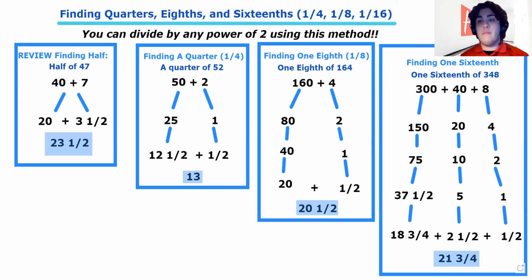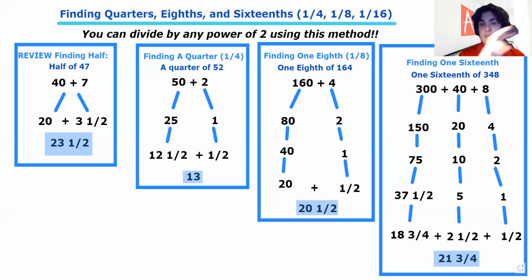We're going to start off by finding half of 47. What I'm going to do here is break up 47 into the tens part and the ones part, 40 and 7, and find half of each of those numbers. Once again, if you are unsure how to find half, be sure to go back and watch the video that I made on finding half. This will help you greatly. I'm going to find half of 40, which is 20, and half of 7, which is 3.5. If I add those two numbers together, I will get 23.5, which is half of 47.